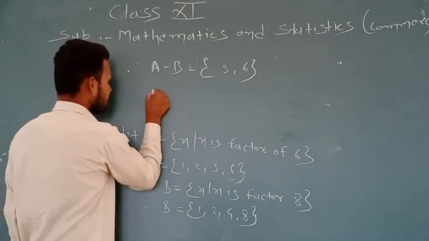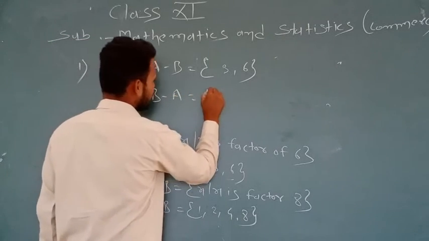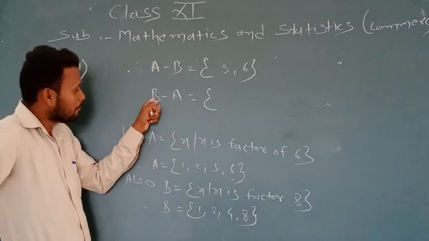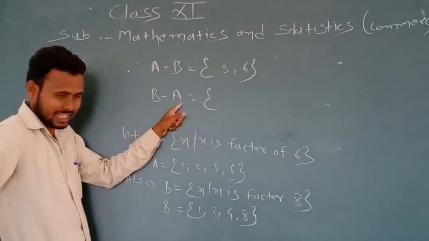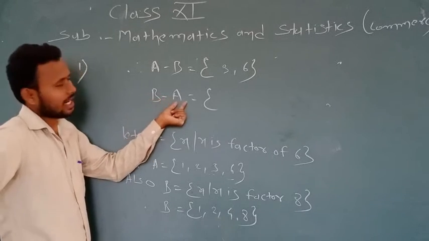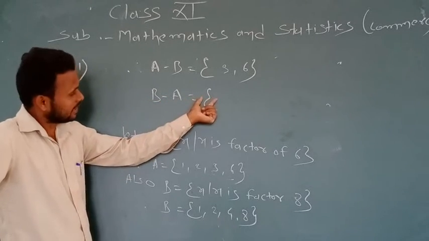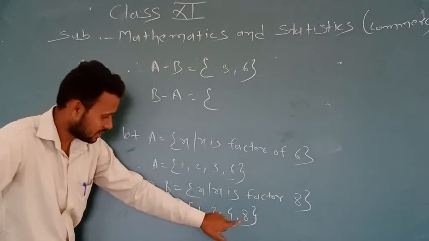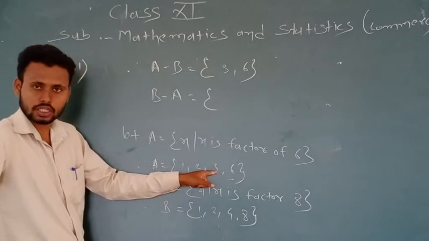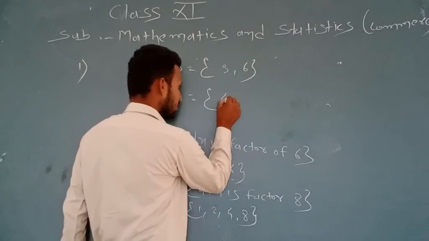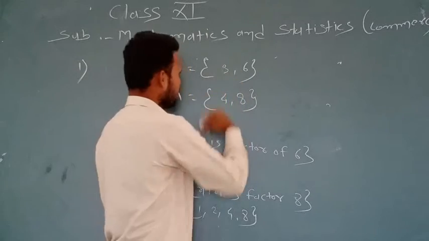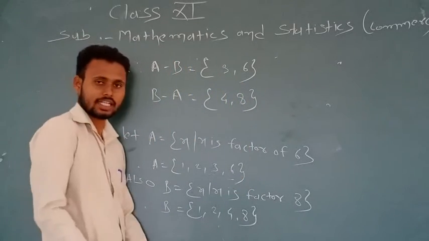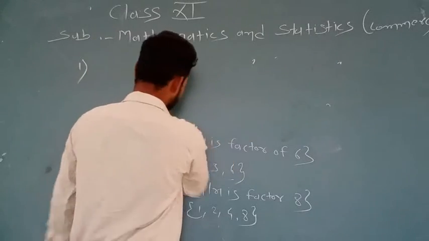Similarly, next, B minus A is the set containing all elements which belong to B but do not belong to A. That means the collection of elements that are in B and not in A. Now here in set B there are 4 and 8, but these 4 and 8 belong to B and do not belong to A. Therefore B minus A is the set containing elements 4 and 8. This is B minus A. Now, next example.